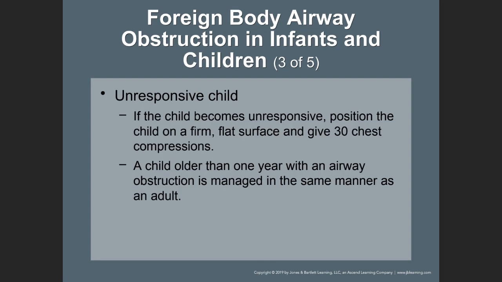Unresponsive child: if the child becomes unresponsive, position the child on a firm, flat surface and give 30 chest compressions. A child older than 1 year with an airway obstruction is managed in the same manner as an adult.